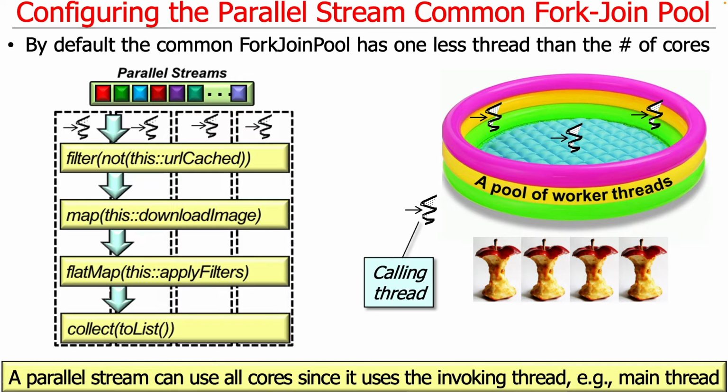Why is that? The reason is that the calling thread, the thread that sets the stream in motion, is basically borrowed by the parallel streams framework in order to pitch in and do processing as well. So the 3 threads that are part of the common fork join pool plus the calling thread together will process the stream. Therefore, if you have n cores, you'll have n threads running, but the common fork join pool will only have n minus 1 threads.